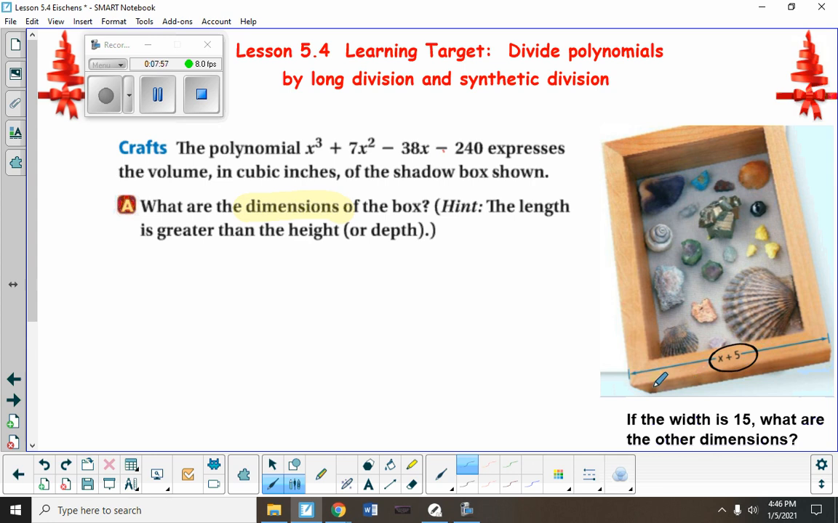So basically, what we want to do is divide that in. First of all, x plus 5 is a factor. That's one of the factors, so x is equal to negative 5 in that case. So we're going to divide in negative 5 into this using synthetic division. So we have 1, 7, negative 38, and negative 240.